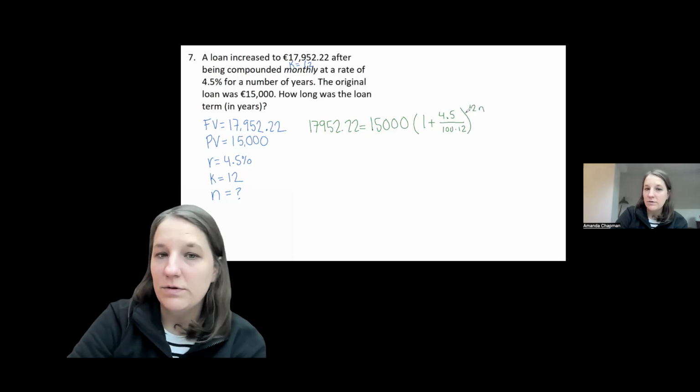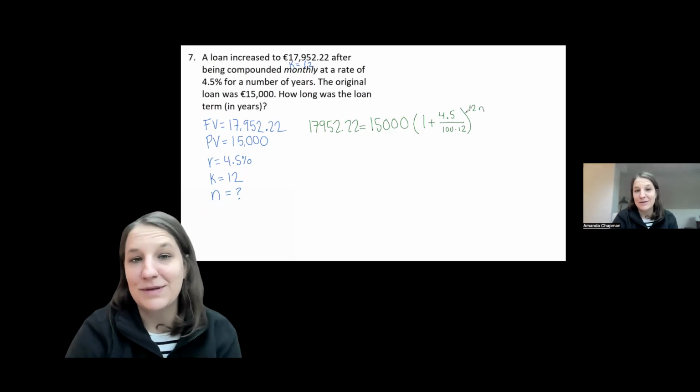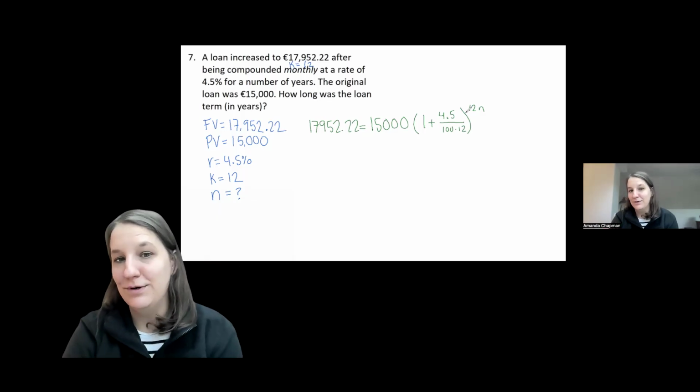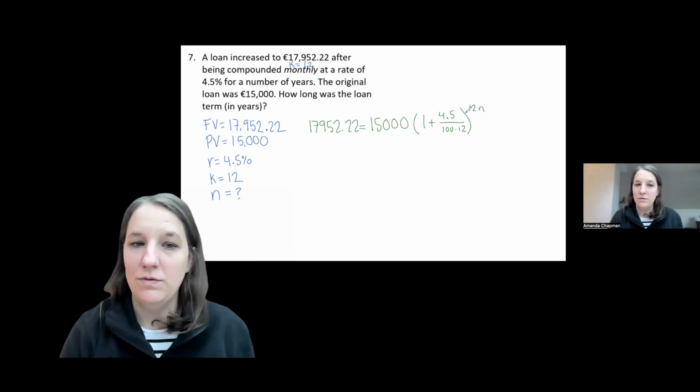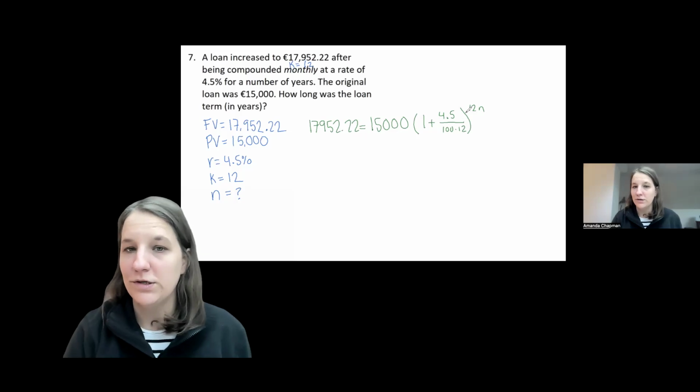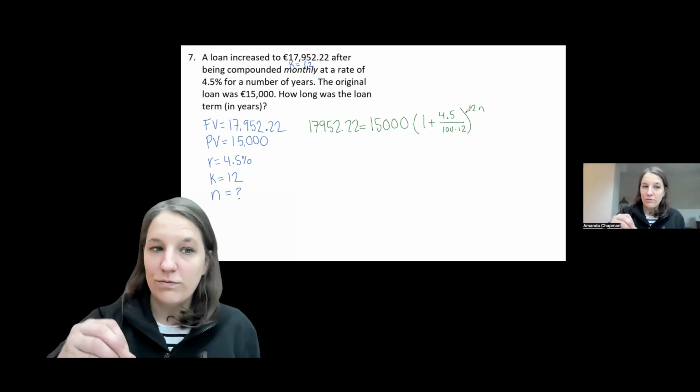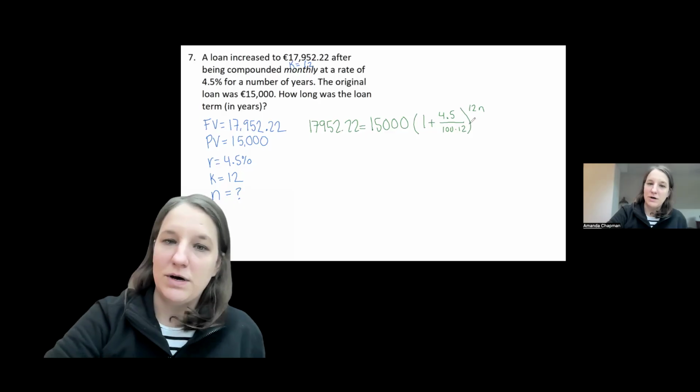So n here means number of years. N in your calculator doesn't always mean that. So you really have to know what you're talking about. It's not enough just to plug into formulas and not know what's happening. You really have to know. It requires you to think. So try to engage in this as much as possible.